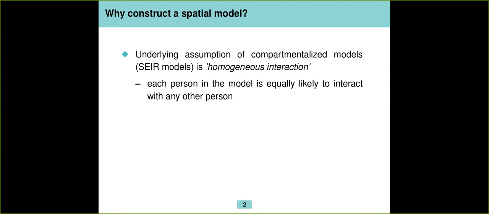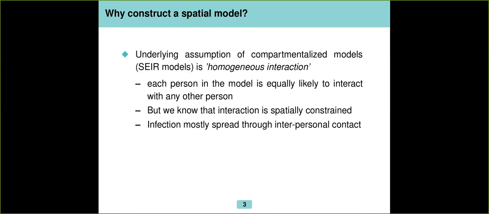The first question we have to answer is why would we want to put together a spatial model? I'm going to go through this very briefly because it does get a little bit complicated. The standard way of modeling epidemics and pandemics is to use a compartmentalized model, also called an SEIR model. One of the fundamental assumptions is homogeneous interaction, which means that each person in the model is equally likely to interact with any other person in the model. So if you're infected, you have an equal probability of infecting anyone else in the model.